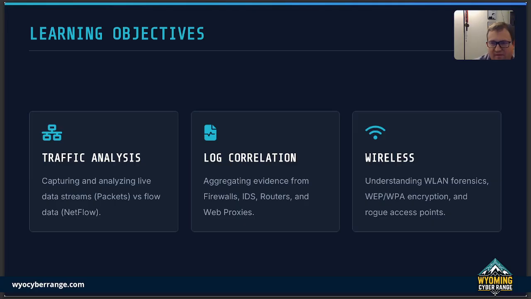You need to have some basic understanding of wireless LAN forensics, the vulnerabilities of WEP and WPA encryption, and how attackers deploy rogue access points. And then finally, we're going to go over attack signatures, focusing on specific types of network attacks like port scans, ARP spoofing, and physically look at the network packet level.